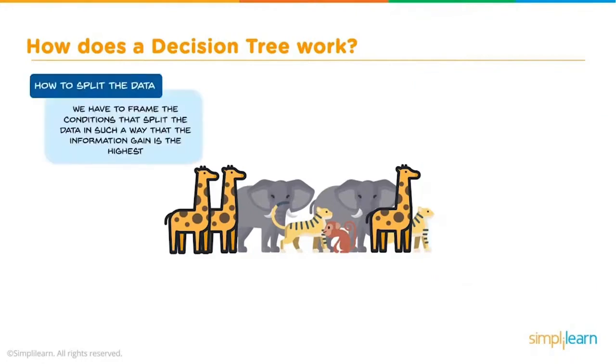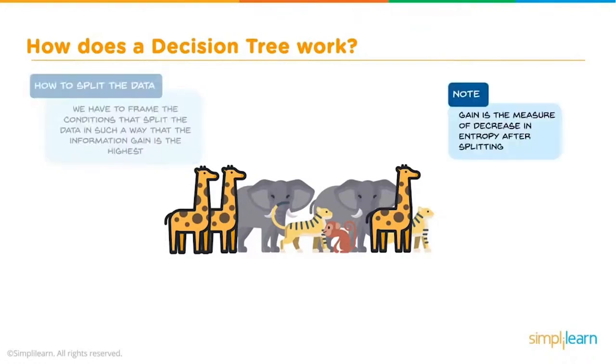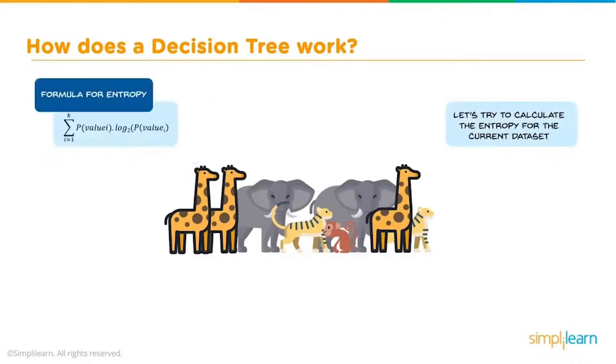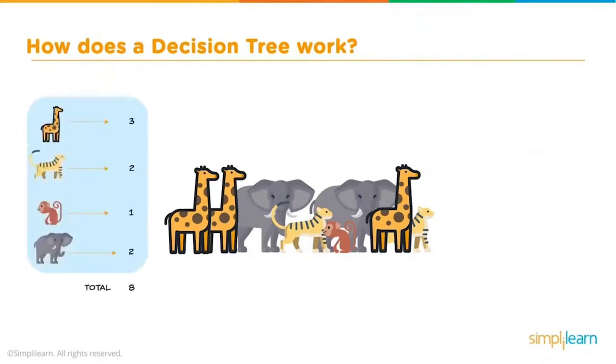We have to frame the conditions that split the data in such a way that the information gain is the highest. Note, gain is a measure of decrease in entropy after splitting. So the formula for entropy is the sum, that symbol that looks like a funky E, of i equals 1 to K, where K represents the number of the different animals in there, and P of i would be the percentage of that animal times the log base 2 of the percentage of that animal. Let's try to calculate the entropy for the current data set and take a look at what that looks like.